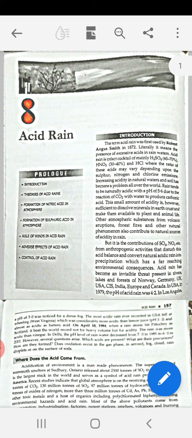Rain tends to be naturally acidic with a pH of 5.6 due to the reaction of carbon dioxide with water to produce carbonic acid. This small amount of acidity is, however, sufficient to dissolve minerals in the earth's crust and make them available to plant and animal life.